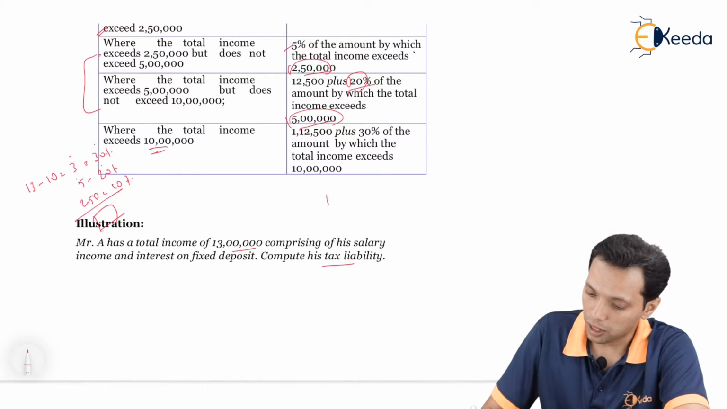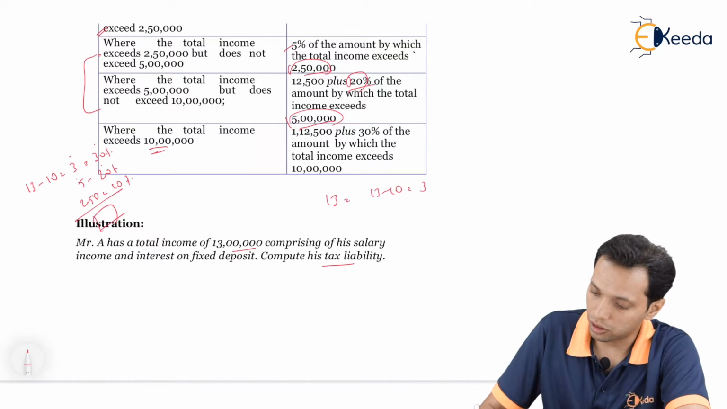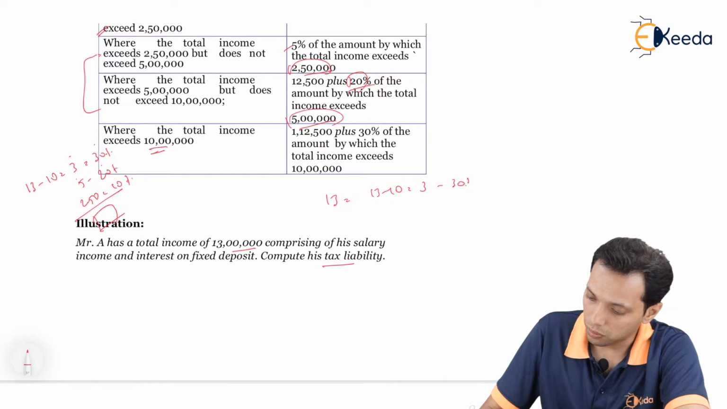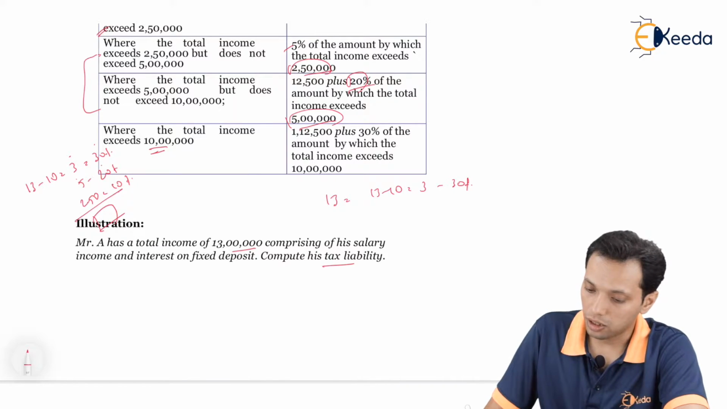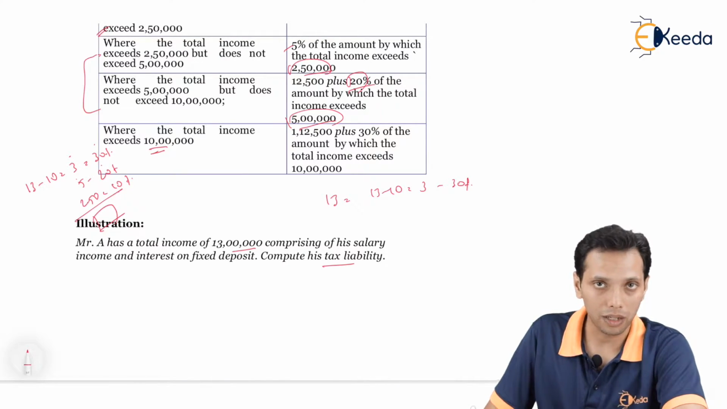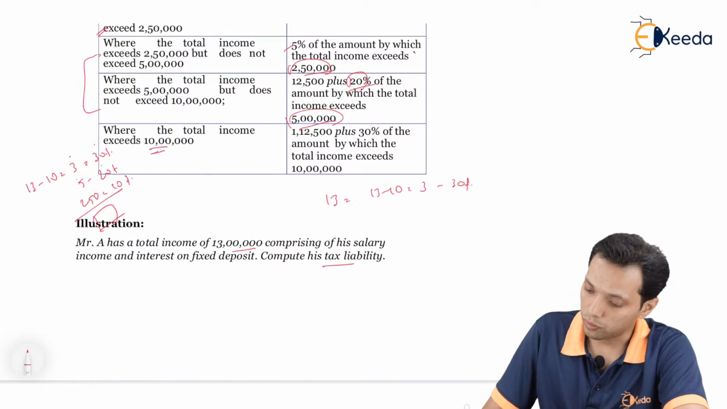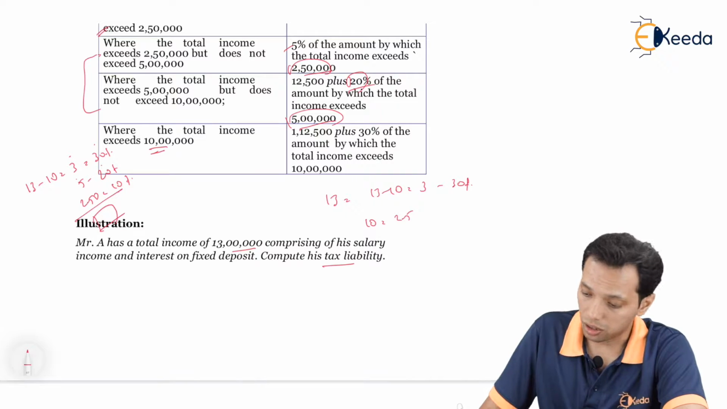So out of 13 lakh, if I see 13 lakh minus 10, 3 lakh is at 30%. Then 2 lakh 50 is exempted in his case. So on this first component of 2.5 lakh we charge nothing.